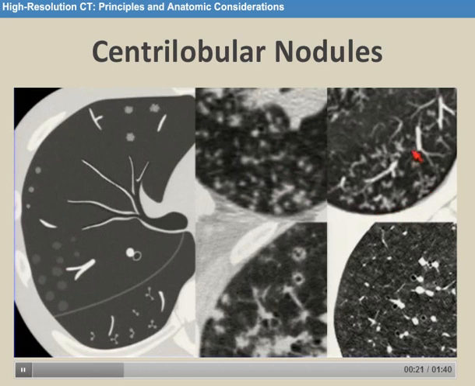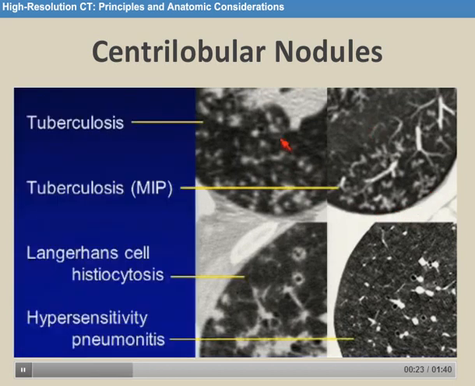Now this image is much easier to evaluate because it's a so-called MIP image, a maximum intensity projection. And these are very useful for detecting any kind of nodules, even in lung cancer screening perhaps, or looking for mets, but it's a very nice way to look at these beautiful tree and bud opacities you can see in a centrolobular distribution.